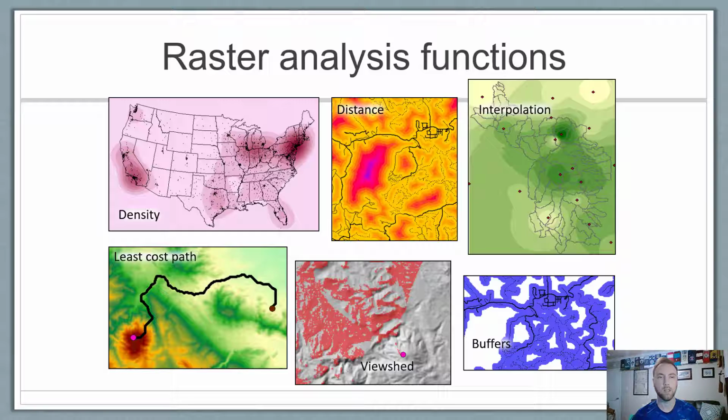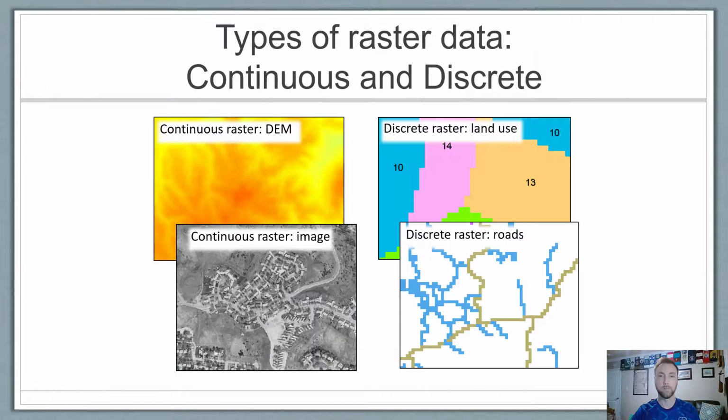Okay, least cost path. That's an interesting one, where essentially the numbers on the raster represent elevation, and then you can calculate what the least cost path, or the easiest way to get from point A to point B, is taking elevation into account. Viewshed, buffers, interpolation, distance, those are all potential uses or functions of raster data.